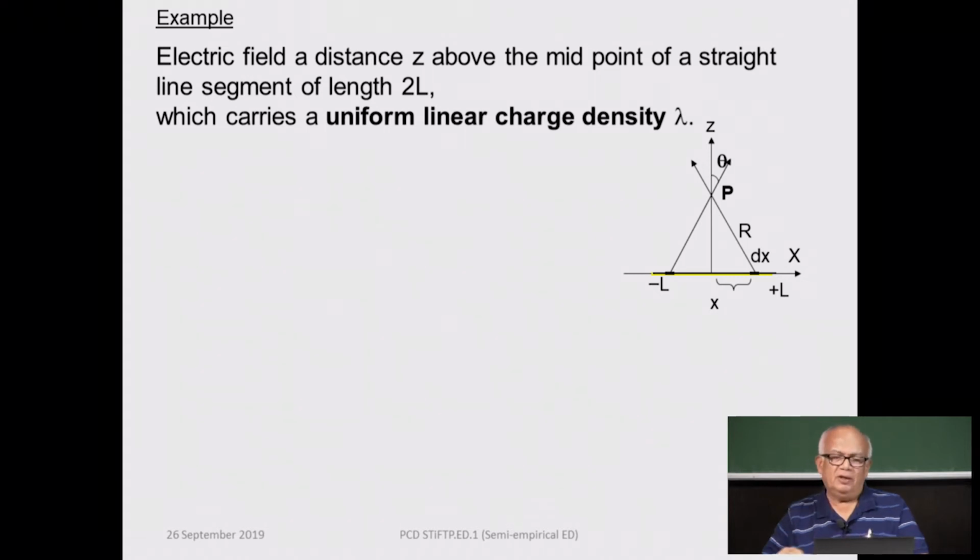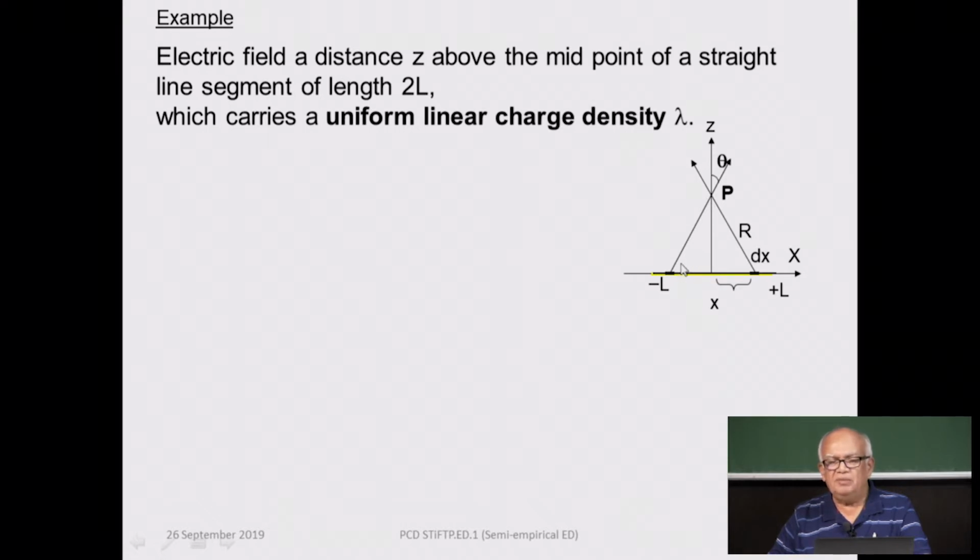Okay. So, suppose you have got a uniform linear charge density and this charge density is lambda. So, there is lambda amount of charge per unit length along a straight line segment. The line segment has a length minus L to plus L, and you can ask what will be the field at a distance z above it.